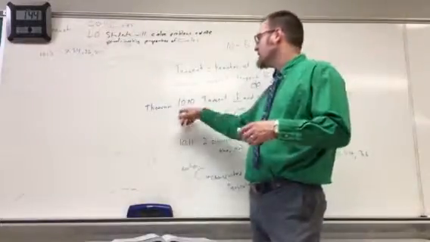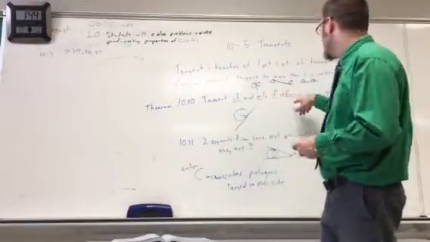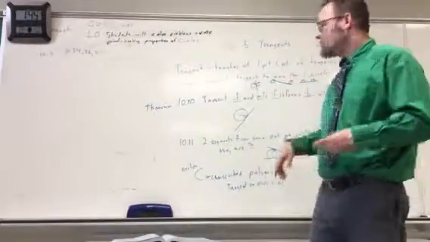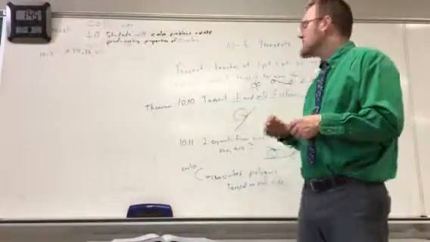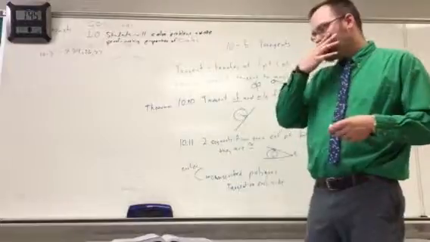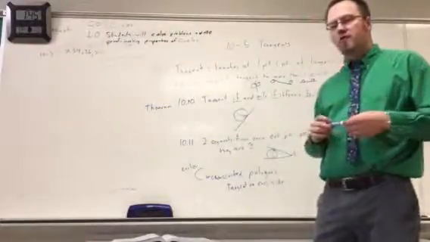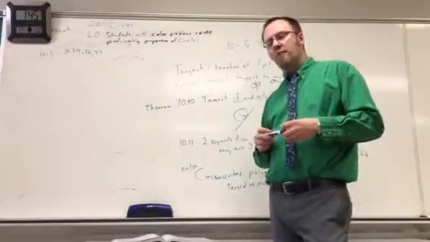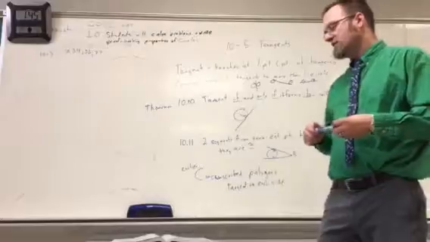As we move forward, we have Theorem 10.10. A line is tangent if and only if it forms a right angle with a radius drawn out from the center. We know a radius is drawn from the center out to the side. So if at our point of tangency here, we draw a radius out to it and we can measure, and that makes a 90-degree angle, then we know it's tangent.